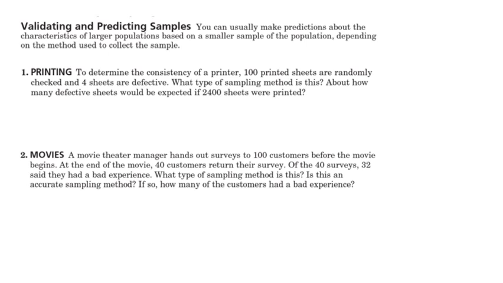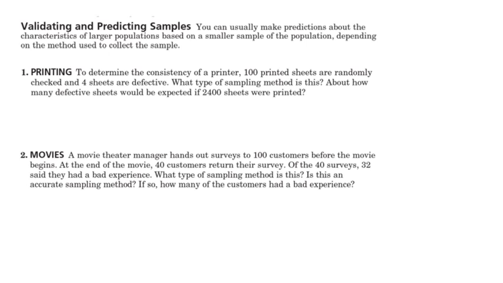All right, so let's look at example 1. To determine the consistency of a printer, 100 printed sheets are randomly checked. So I'm just going to randomly check 100 sheets, and 4 of those 100 were defective. What type of sampling method is this? About how many defective sheets would be expected if 2,400 sheets were printed?